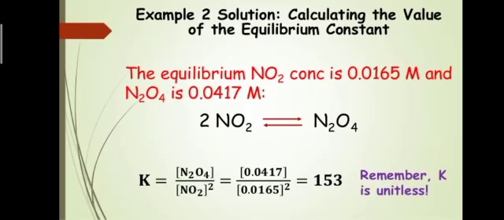Now we have to put the values in the equilibrium constant expression, that is K, which is equal to the concentration of the product divided by the concentration of the reactant raised to its power. K is equal to the concentration of N2O4, which is 0.0417, divided by the concentration of NO2, that is 0.0165, squared, which is equal to 153.